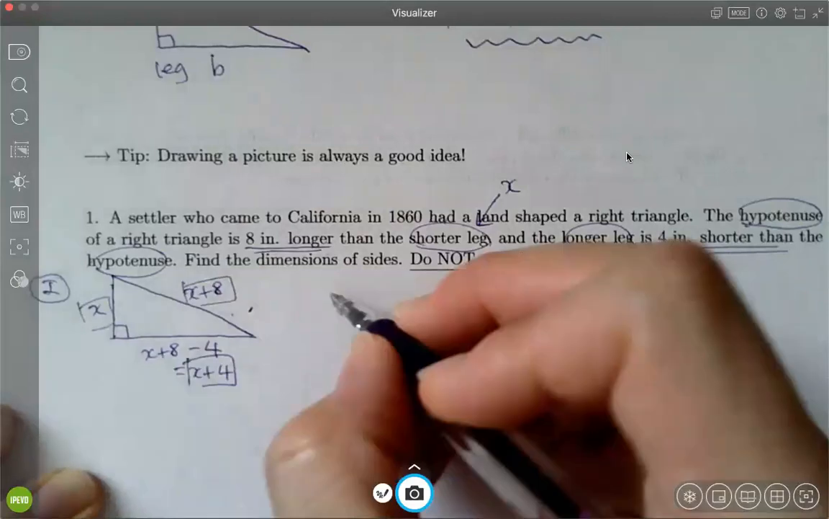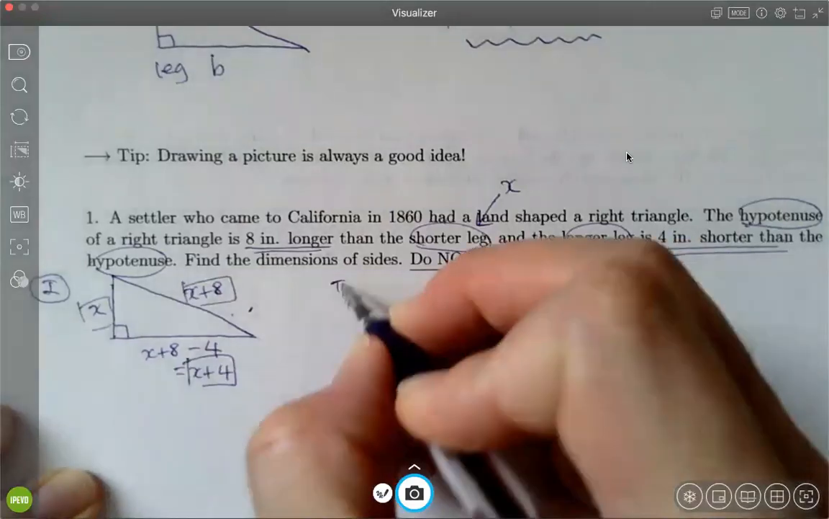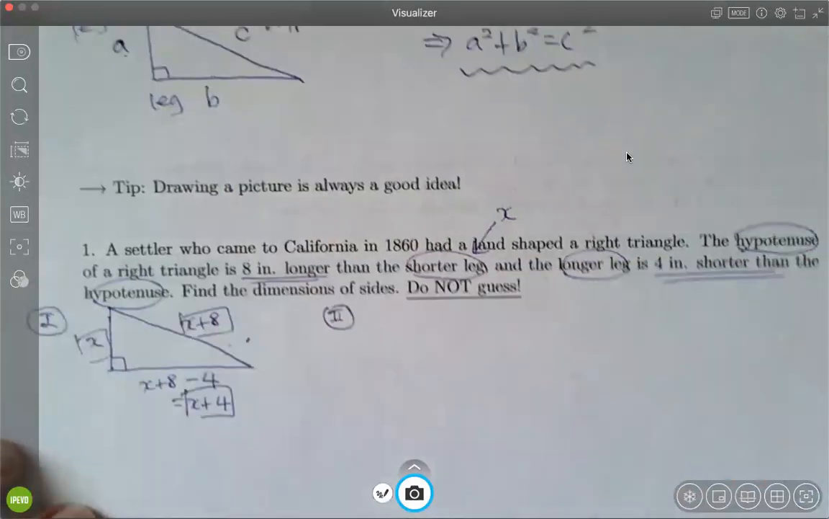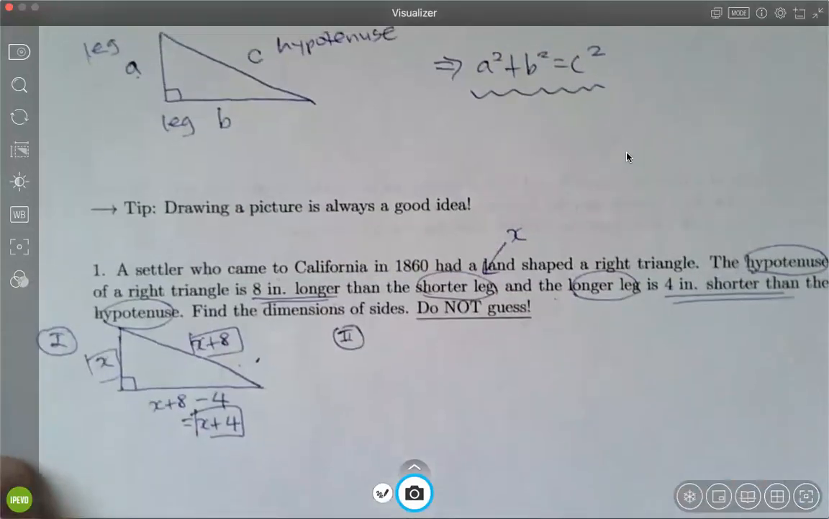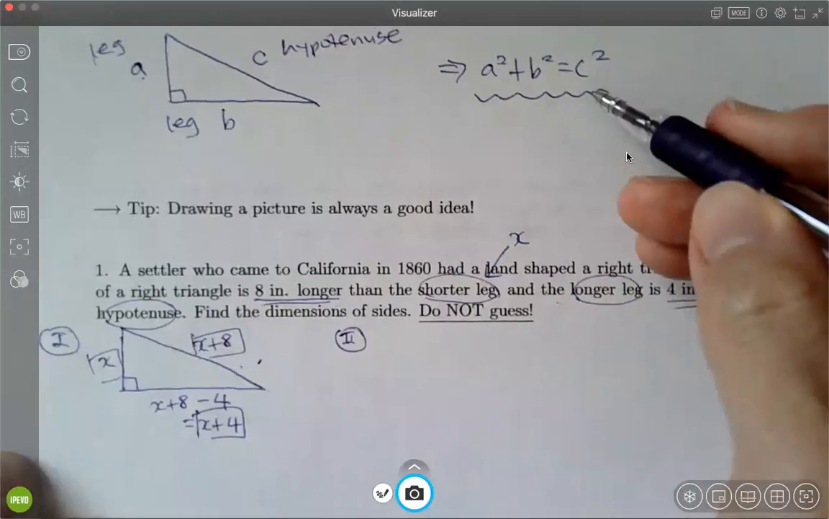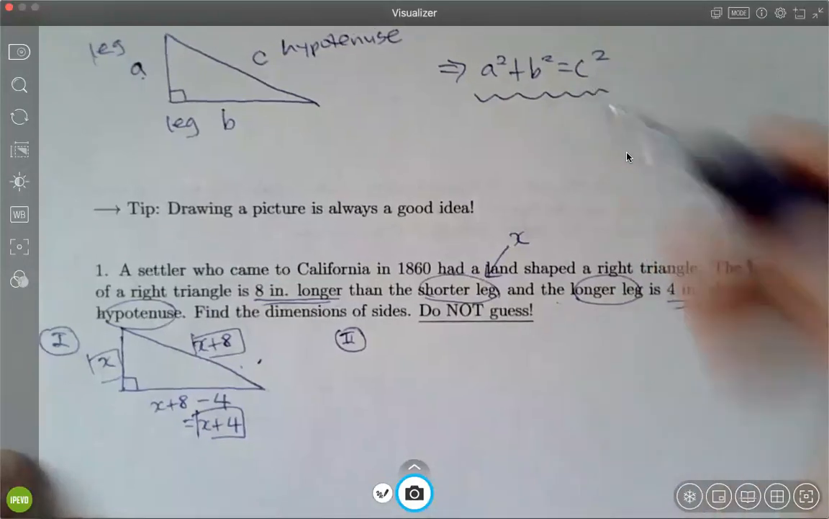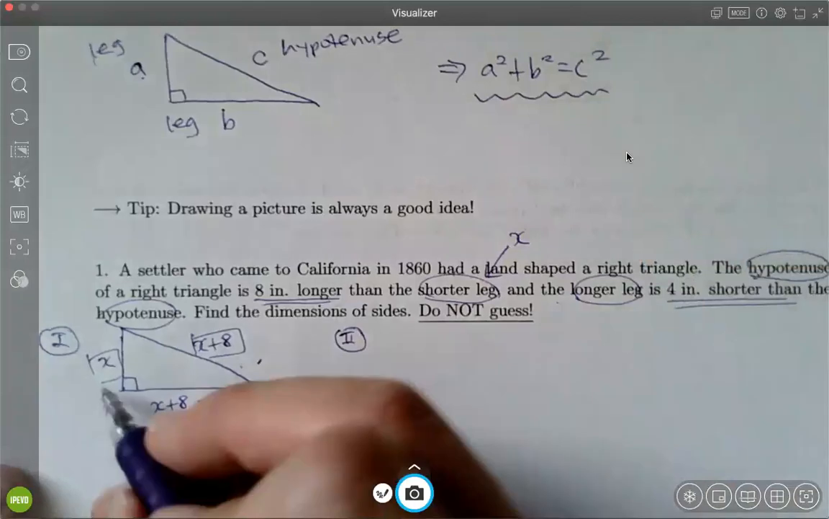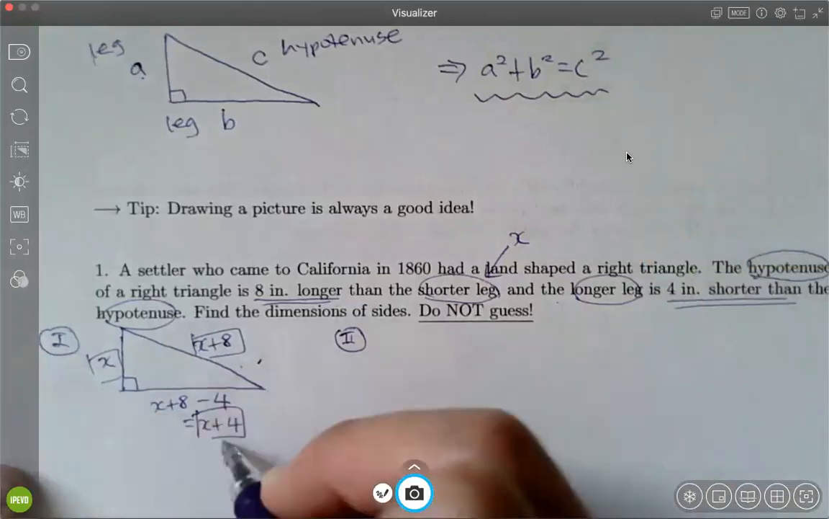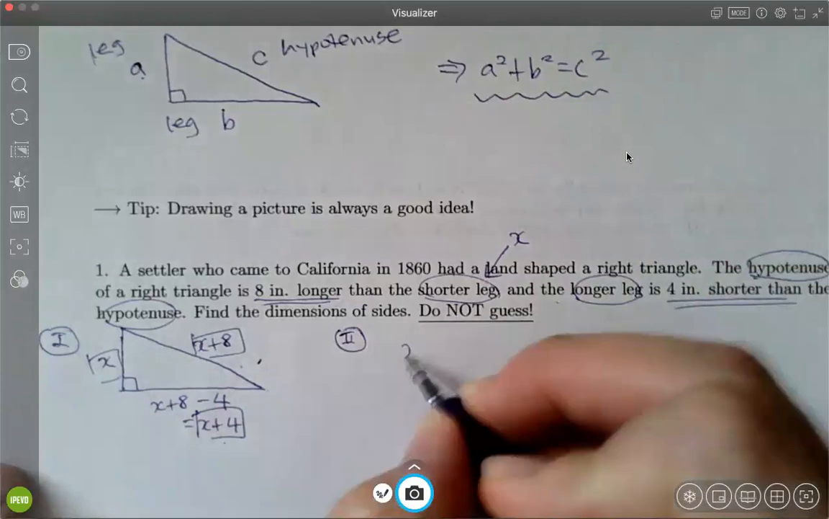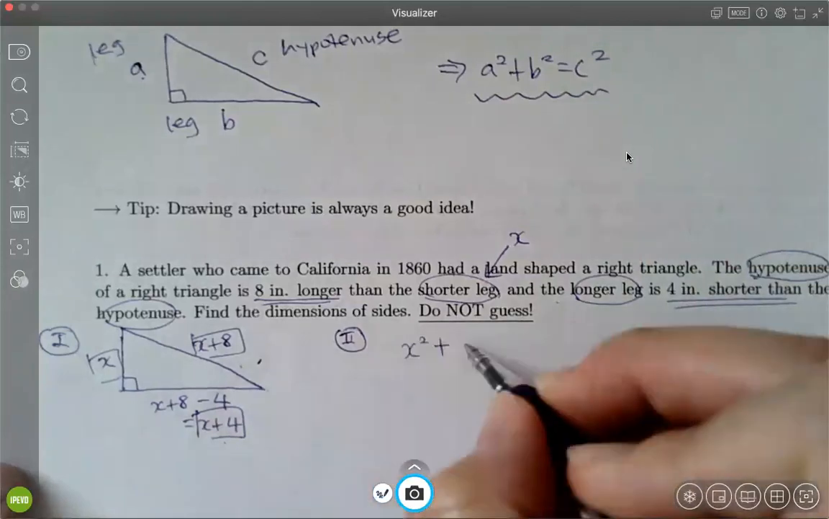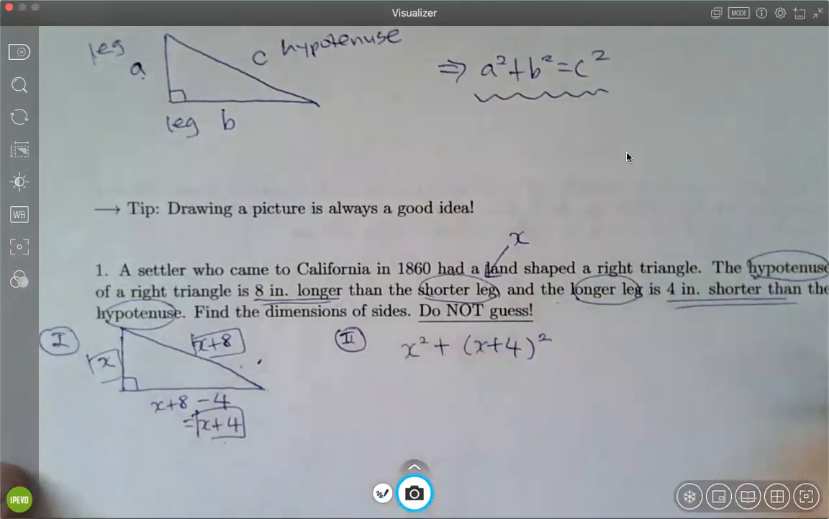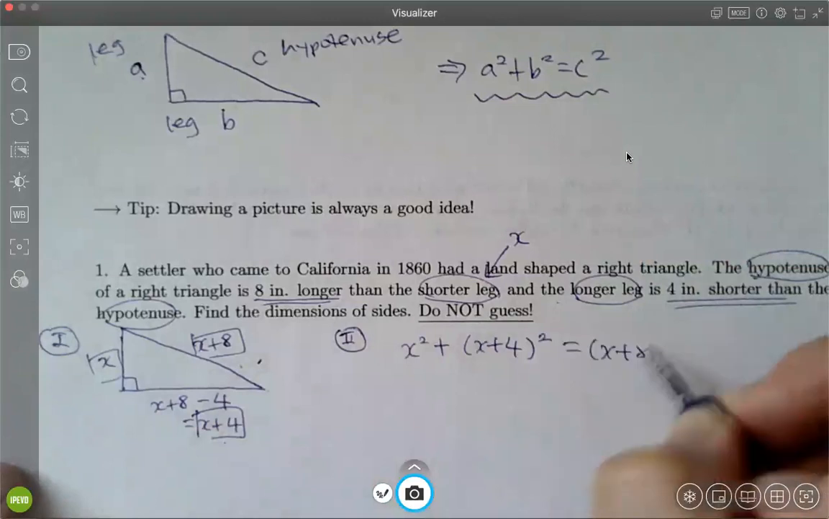And now, what is step number 2? Let's set up the equation. What's the relationship between x, x plus 4, and x plus 8? It's this one, right? a squared plus b squared equals c squared. And be careful about what needs to be squared and what is on the right-hand side and left-hand side. That's a, that's b, and that's c, right? So it's x squared plus x plus 4 quantity squared is equal to x plus 8 quantity squared, right?